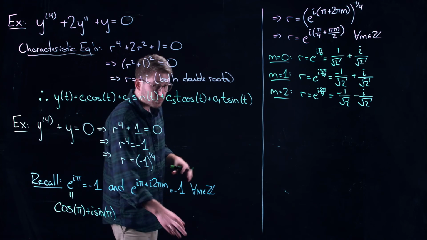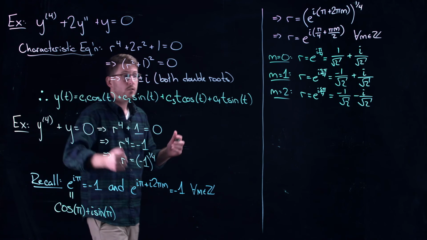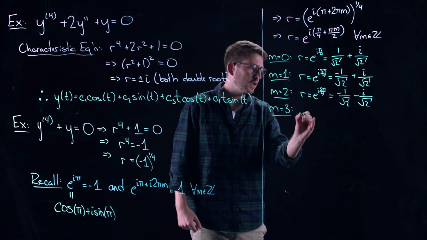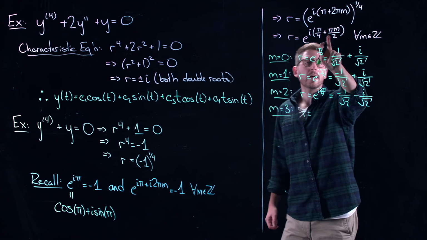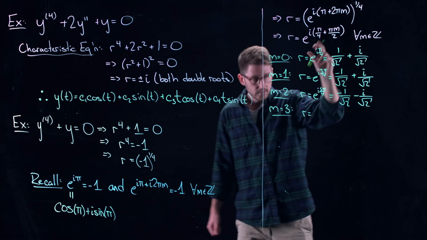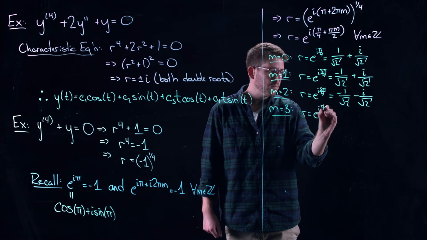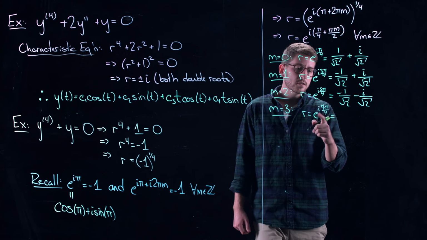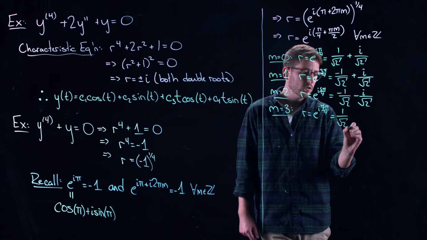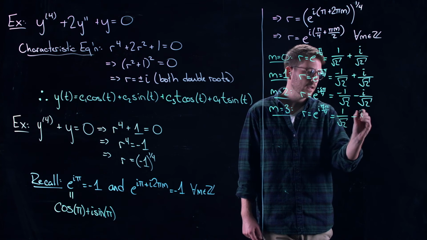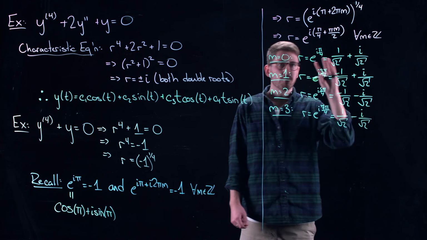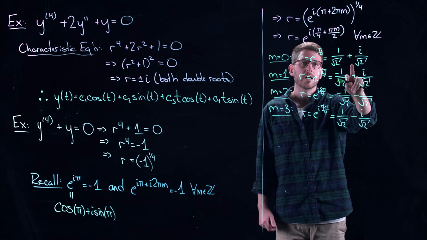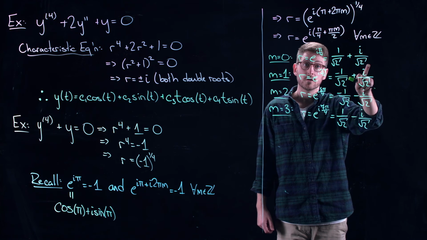I should be able to guess that I need 4. So let's keep going. Let's see if we get another value. M equal to 3. Then I'm adding 3 pi over 2 to this thing. And so I get e to the i 7 pi over 4. In this case, evaluating cosine at 7 pi over 4 is 1 over the square root of 2. And sine at 7 pi over 4 is negative 1 over the square root of 2. 4 different roots, all given by plus or minus 1 over the square root of 2 plus or minus i over the square root of 2.